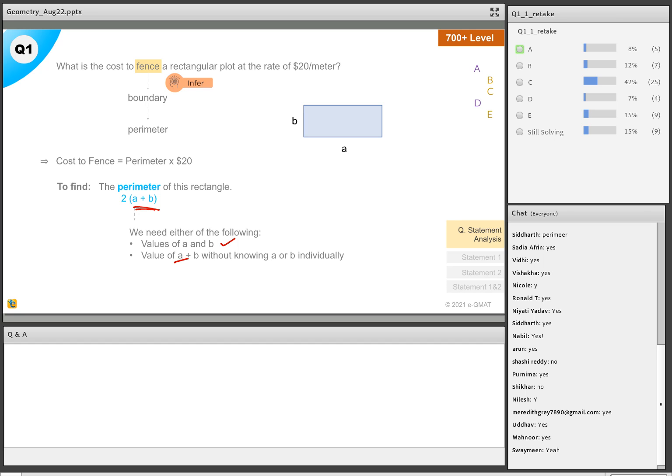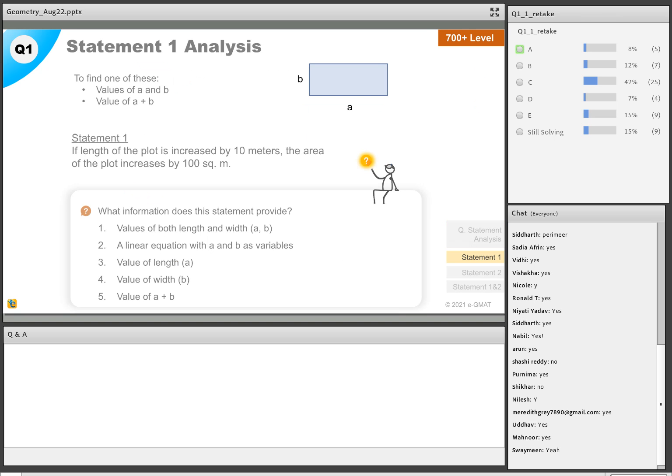Then before moving into statement 1, understand what information, if you get it, would let you answer the question. That's a very important piece that helps you solve DS questions efficiently. Okay, now let's move on to statement 1.